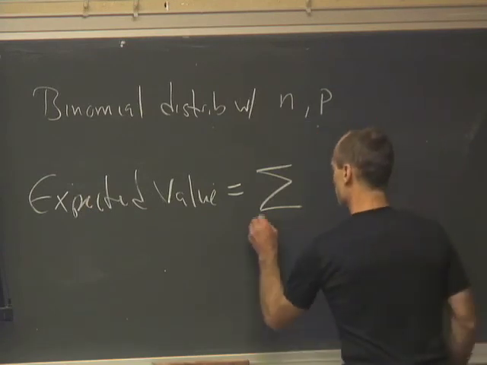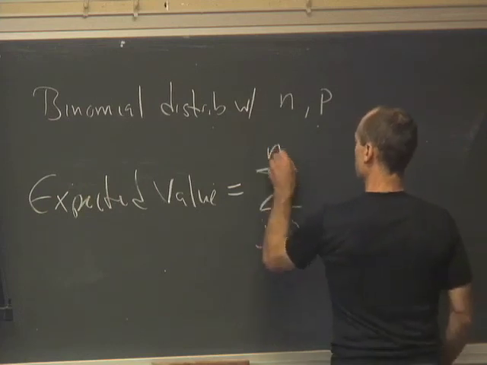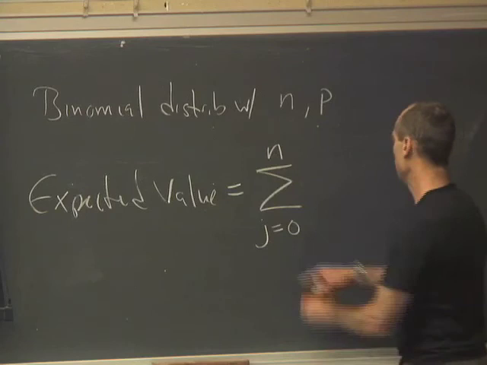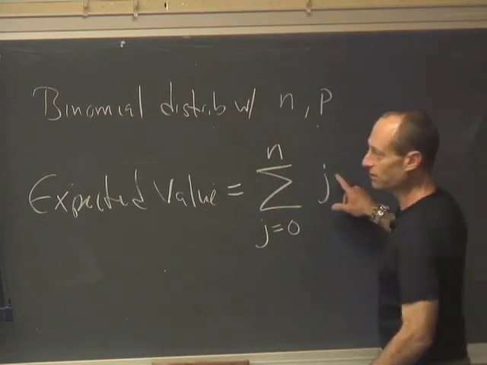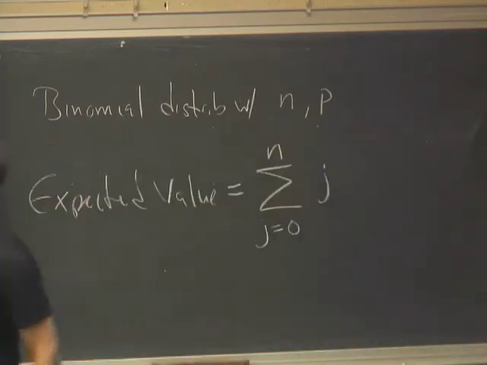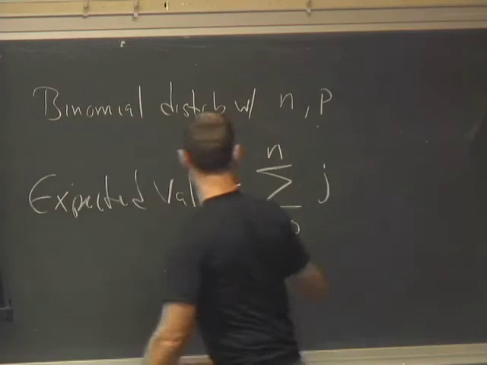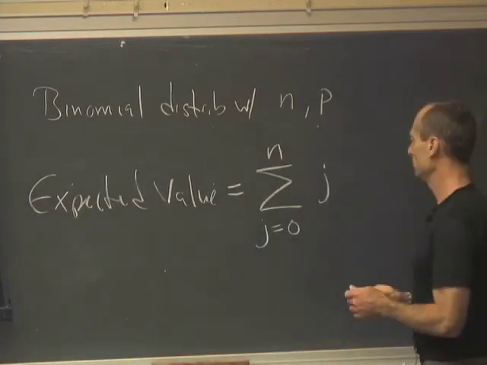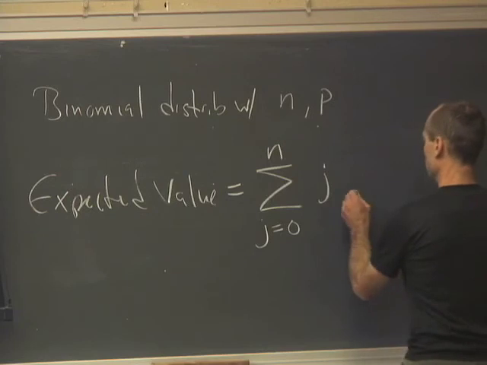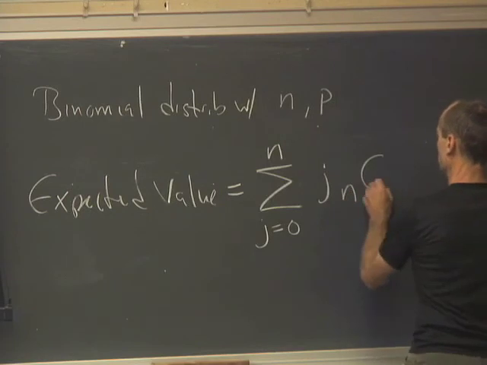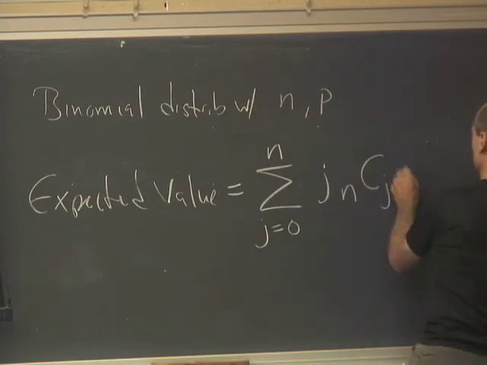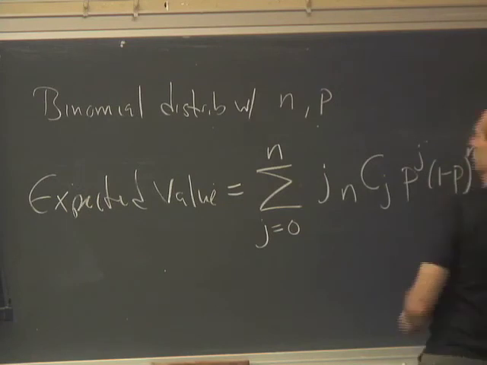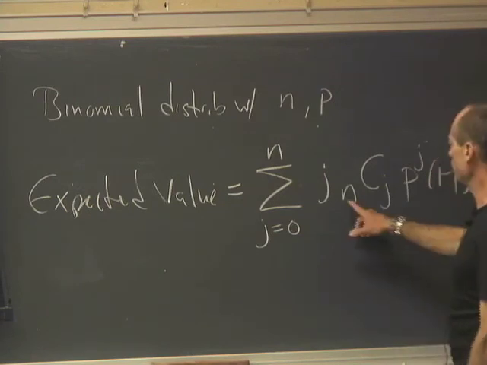So let's say this is the sum from j equals 0 to n. j is now standing for the possible values. That is the possible value, taking the role of x, right? So it might be 0. What's the probability that it's 0? Right? This is the binomial distribution.